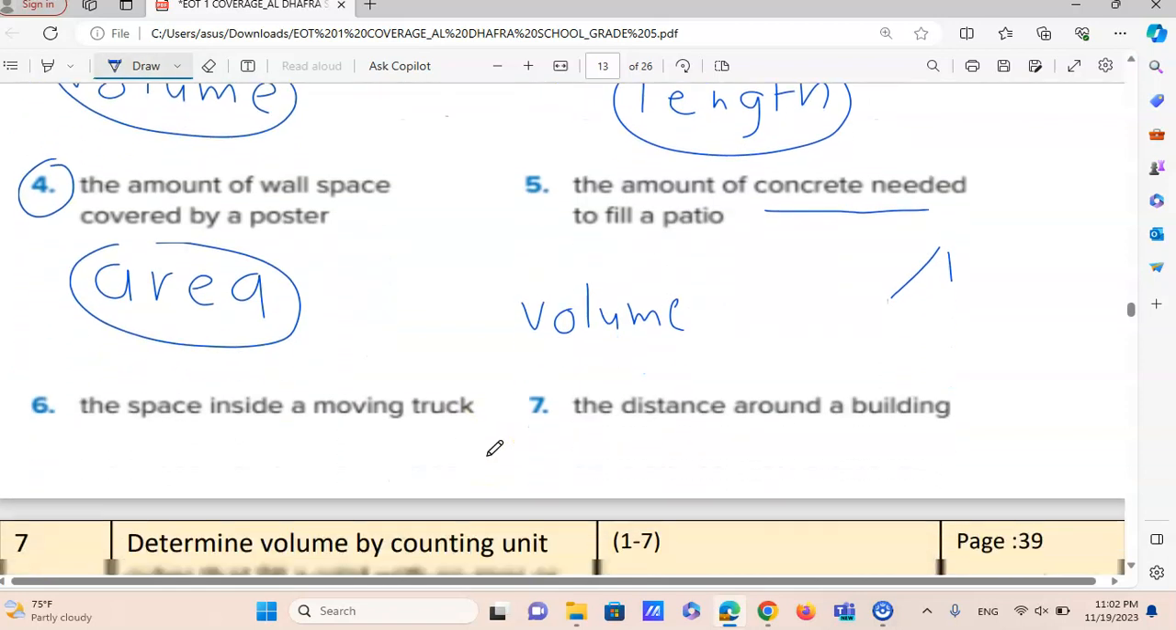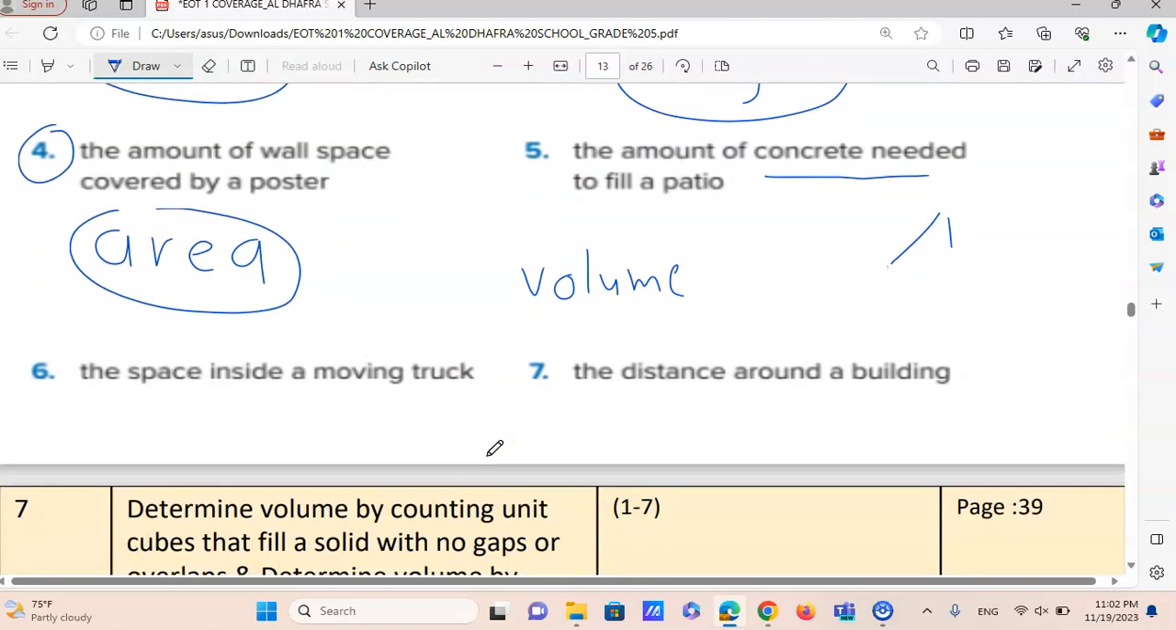Let us complete and move on to the sixth question. The space inside a moving truck. The back of the truck is a space where we put things inside. We fill it with things. So we measure its volume.